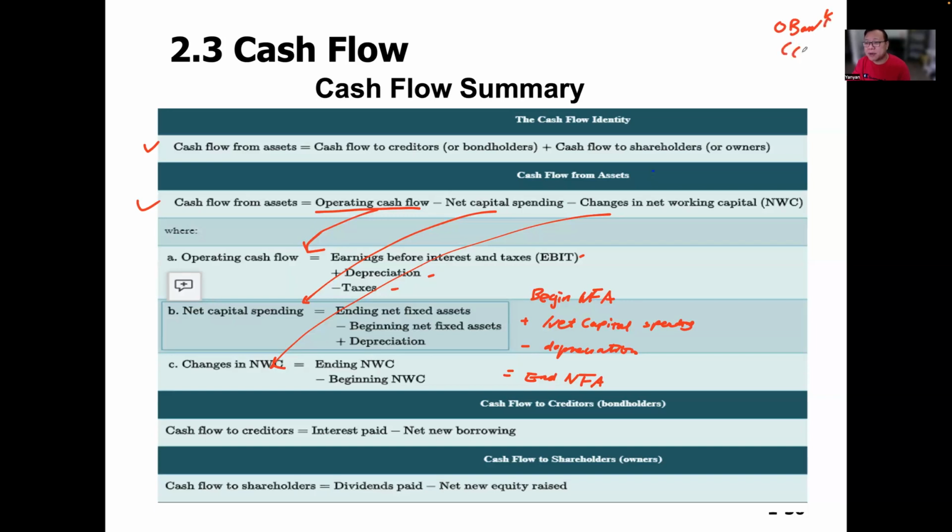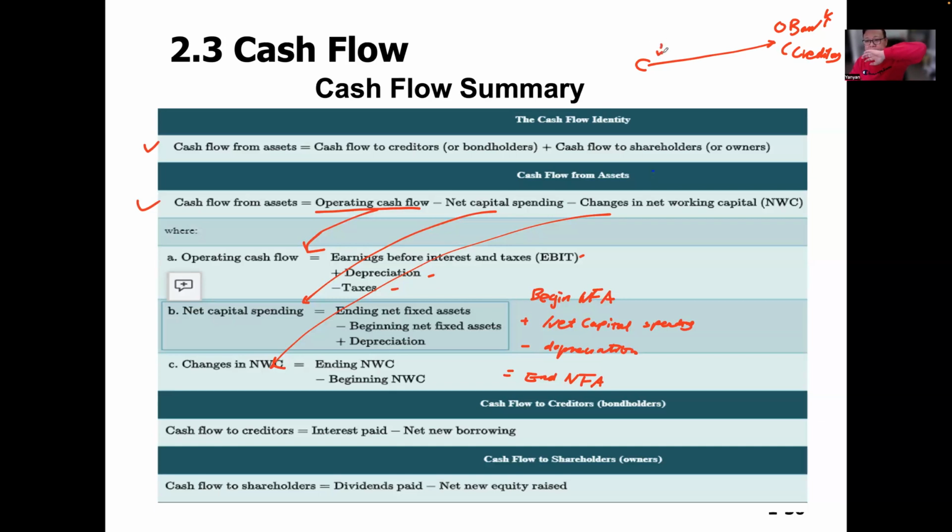And this bank is a creditor, right? Creditor. And this is the company. So the cash flow to the creditor is in this direction. Okay. So this direction, we say this: cash flow to creditor.